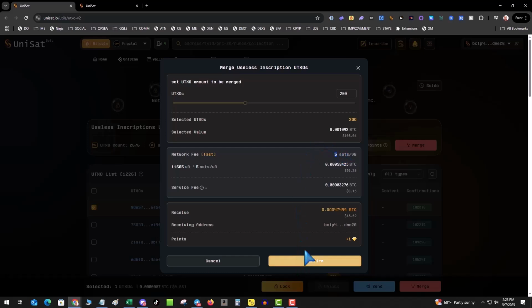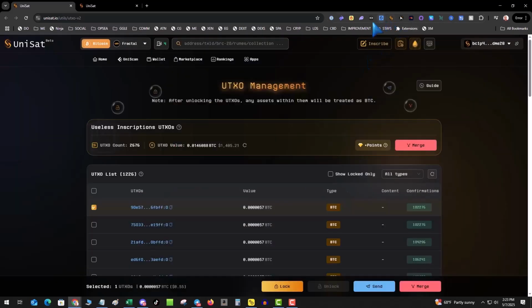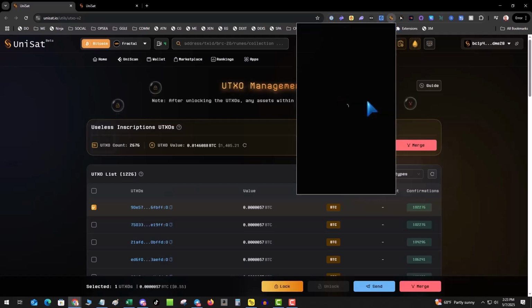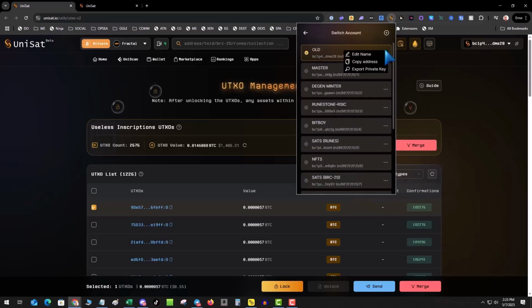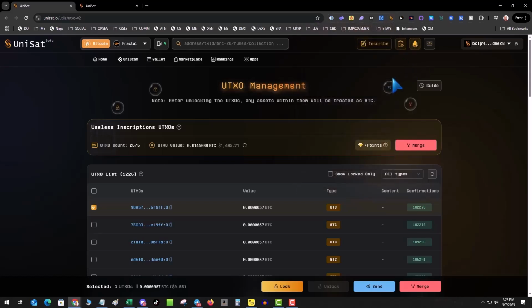And then you hit confirm, and then your balance goes up, and then you have spendable BTC, which was originally trapped. So if you're like me and you've got 99 gazillion different wallets related to Ordinals, go through all of them and recover that free Bitcoin. You can't beat it.